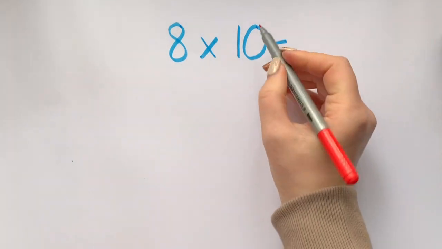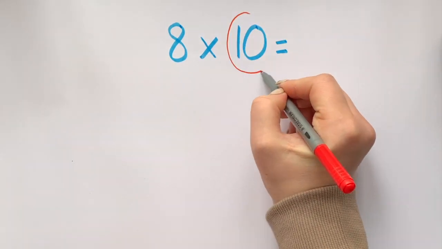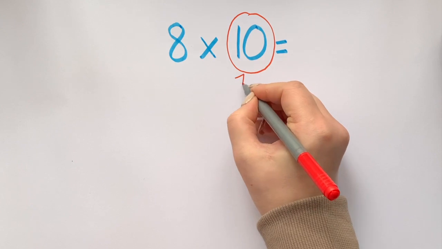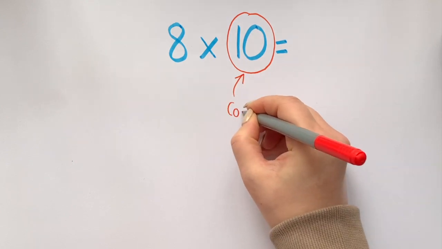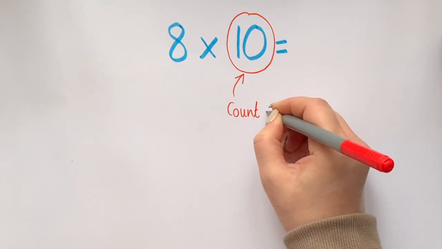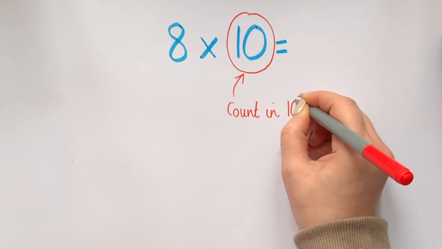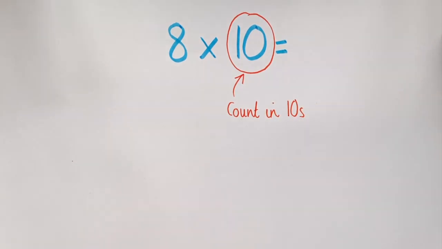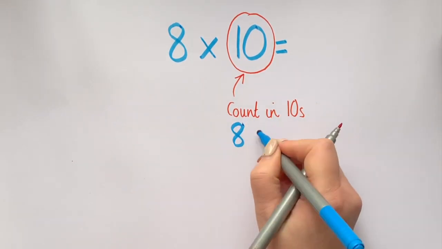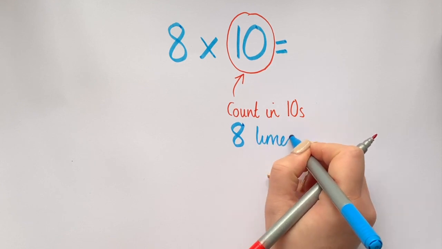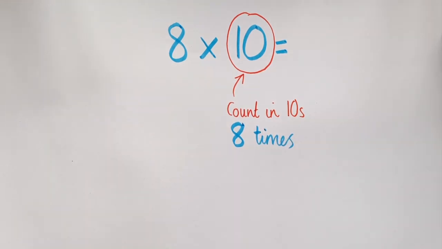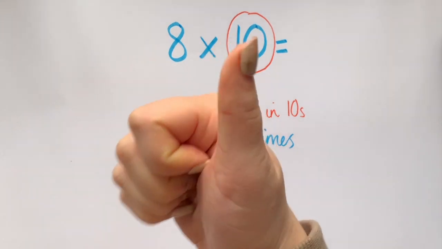Oh yes, I have to look for the number I can count in. I can count in 10s. So I'm going to count in 10s. How many times, Year 2? Shout it at the screen for me so I can hear you. Oh, thank you. I'm going to count in 10s 8 times. I'm definitely going to need your help for this one. Here we go. Get your fingers ready.